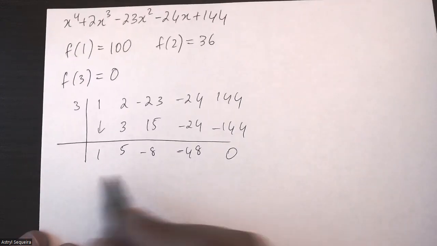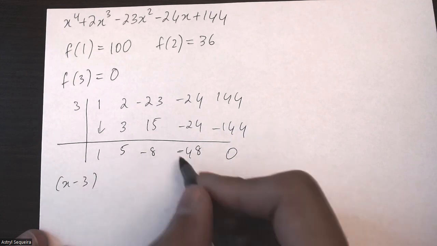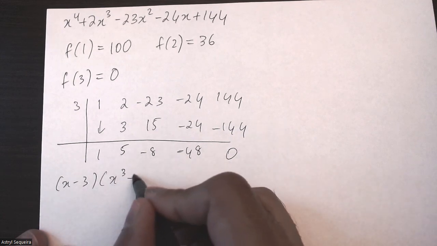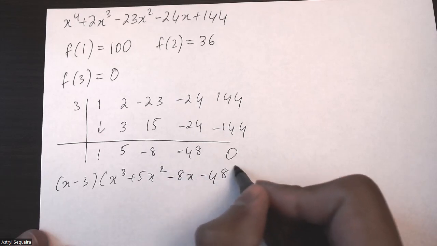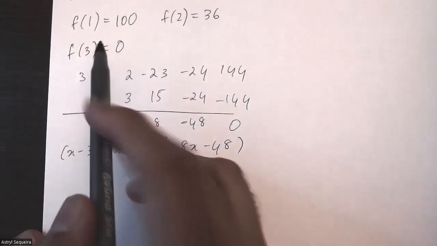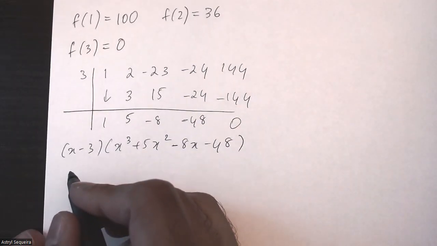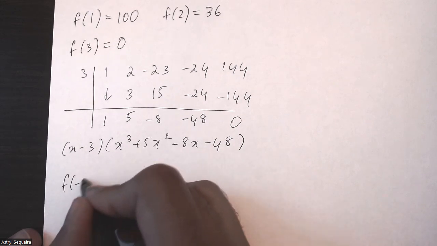Now I can write this in factored form. So x minus 3, and this is going to be cubic. X cubed plus 5x squared minus 8x minus 48. I'll do synthetic on this again. So since I tried positive 1, 2, 3, I'll try negative 1, negative 2, and negative 3.